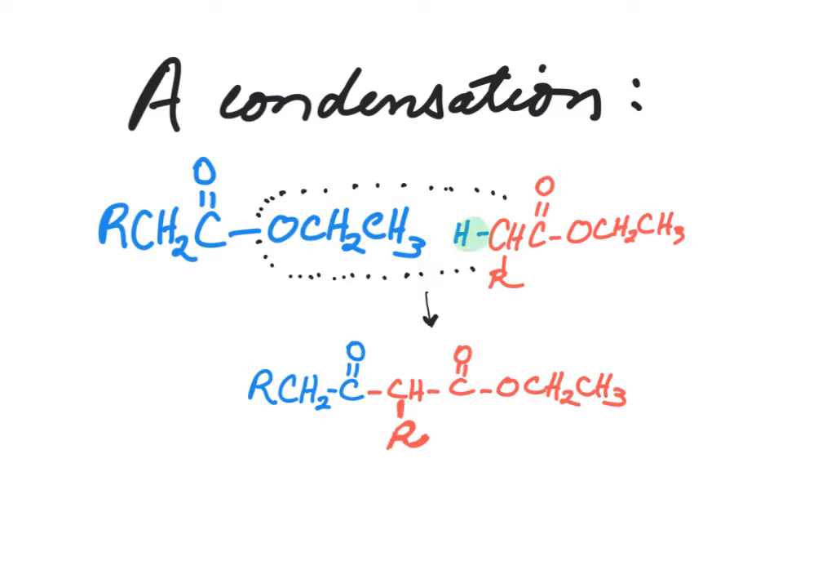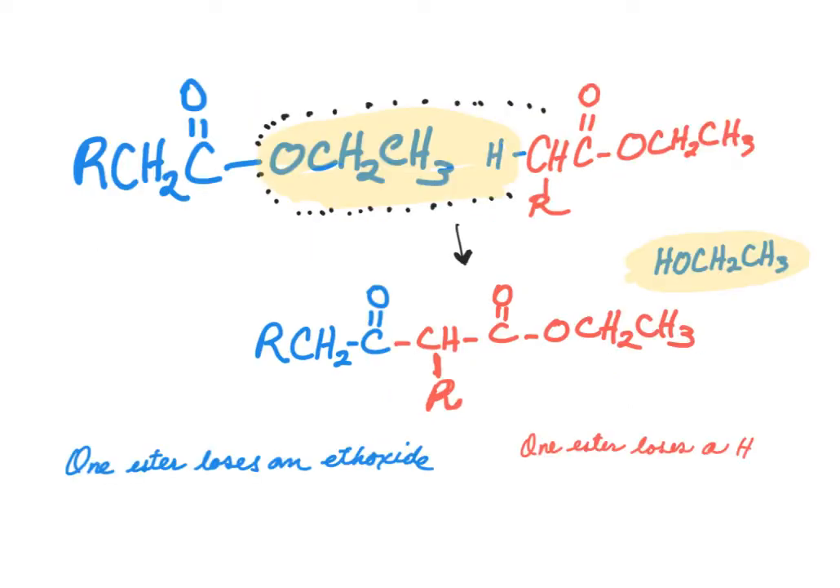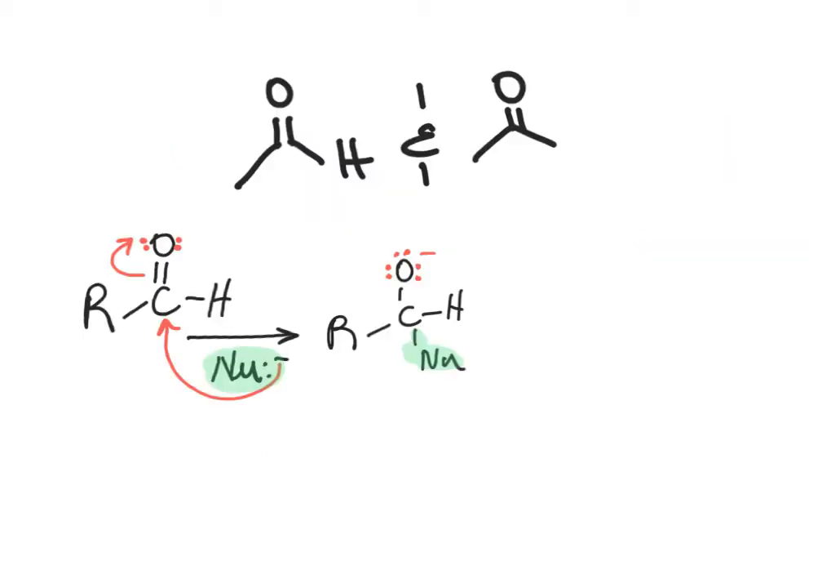molecule loses an ethoxide. Similar to the aldol condensation reaction, we are going to deprotonate the alpha carbon by use of a base. Different from the aldol condensation reactions, we have the family of carboxylic acid derivatives that will undergo substitution reactions.